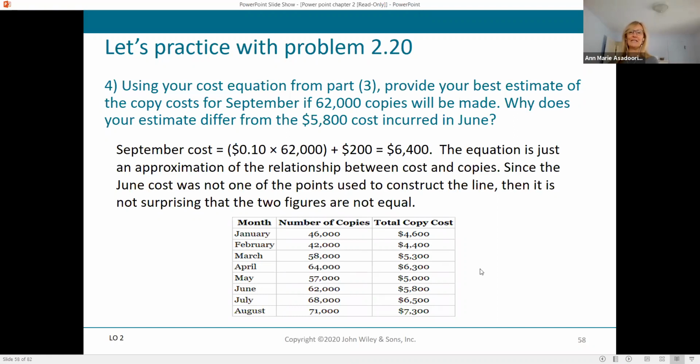Why is that different from the 5,800 that you're looking at here, right? Because we actually did 62,000 copies in June and the cost was 5,800. So why does this number differ? Because this is a line that was based on just the high and the low point. We didn't use this point when we did that line, right? The line is drawn from just the high point and the low point. Okay, we good?